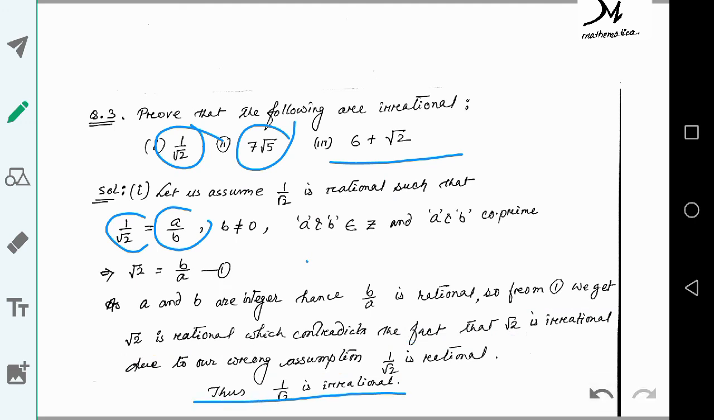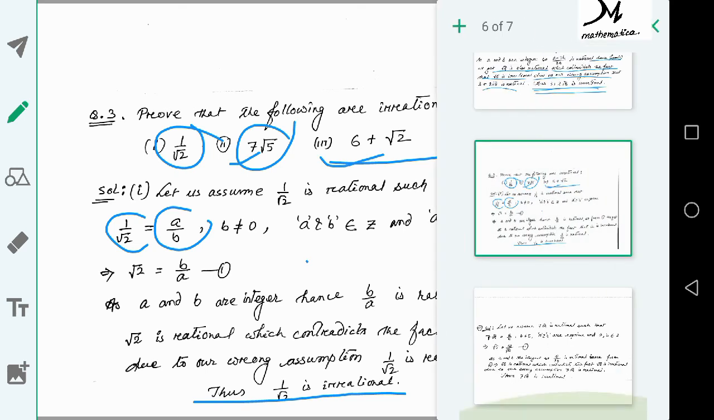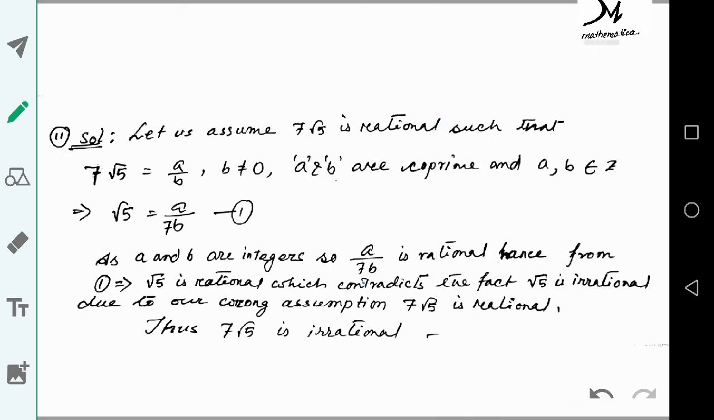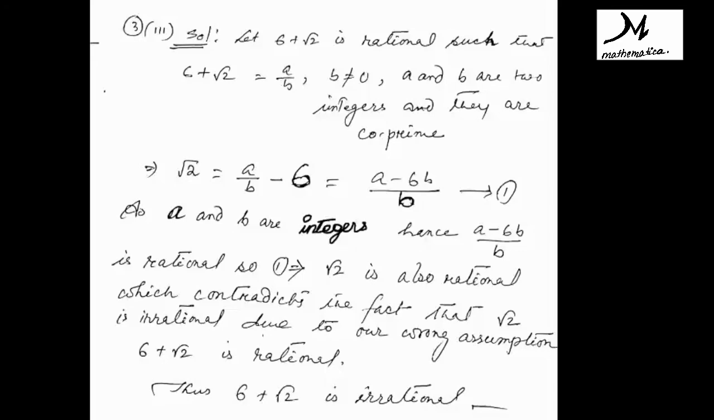That's how we can solve 7 root 5 and 6 plus root 2 as well. I have given the solutions here, so you may note the solutions. This is the solution of the last problem.